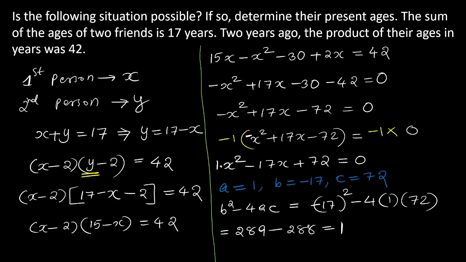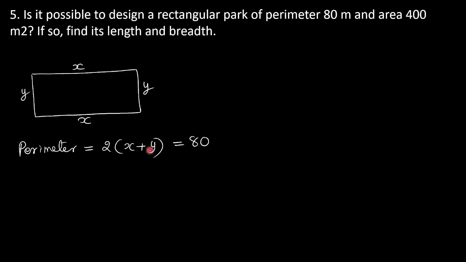b square minus 4ac is a positive number. As we studied in the previous class, if b square minus 4ac is positive, the roots will be real and unequal, meaning that x will have 2 values. So it is solvable. x has 2 solutions. Understood? Okay. All of you listen carefully. This may be asked as a case study problem.